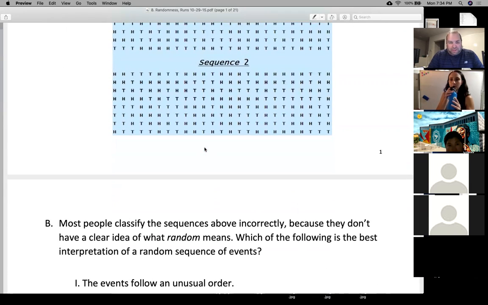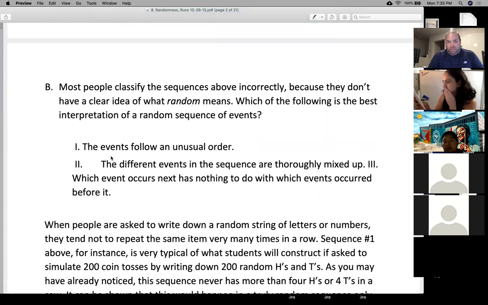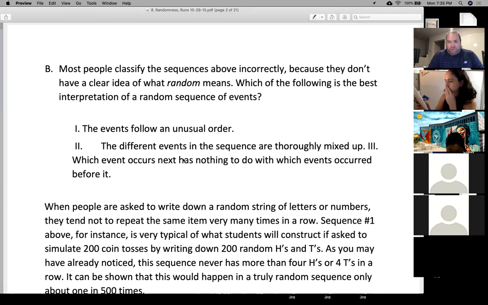Okay, so let's take a look. Most people classify the sequences above incorrectly because they don't have a clear idea of what random means. Which of the following is the best interpretation of a random sequence of events? 1, the events follow an unusual order. Or 2, the different events in the sequence are thoroughly mixed up. Or 3, which event occurs next has nothing to do with the events that occurred before it. That's number 3.